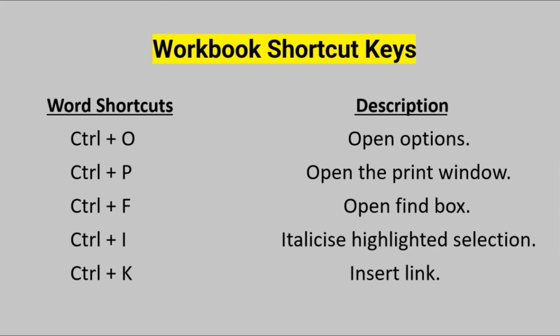Next is Control plus F, which is used in order to open the find box. As in, if you wish to search for anything, you can use Control plus F to look out for something that you were looking for. Next is Control plus I, which is used to italicize the highlighted selection. And next is Control plus K, which is used to insert link.